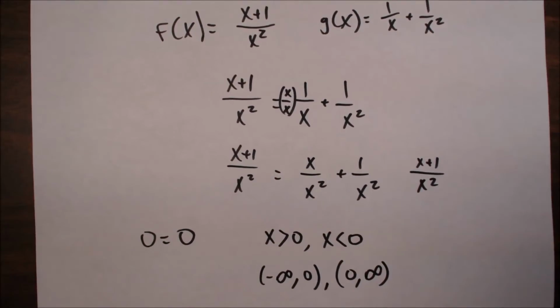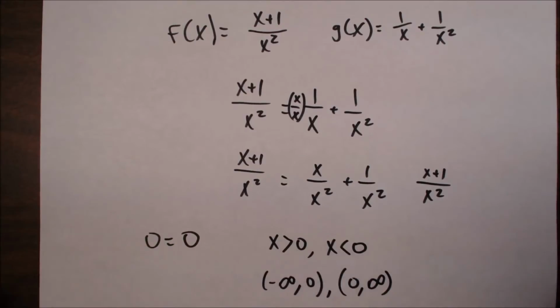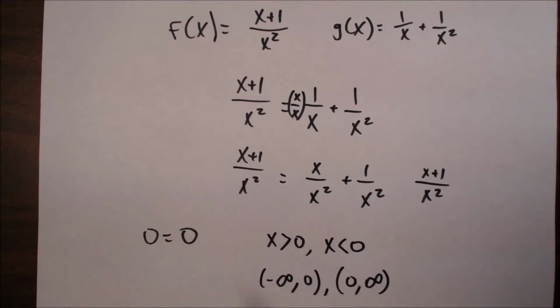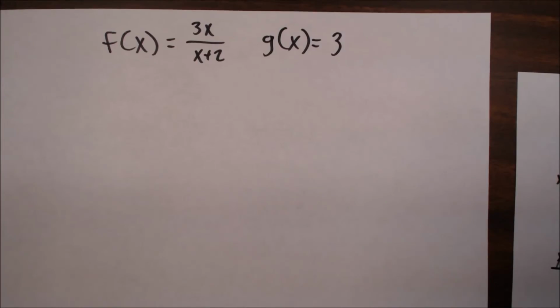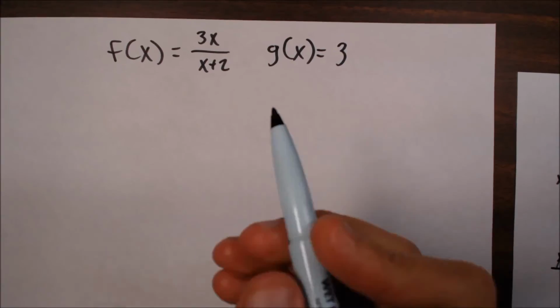If you have 0 equals 0, or anything equal to itself, the answer is going to be all real numbers, except you still have excluded values. You still can't plug a 0 in. They're not equal to each other at 0 because they don't exist at 0. So that's an important point. Okay, and one more tricky example, and it's not hard to work out, but again, just a little bit tricky.